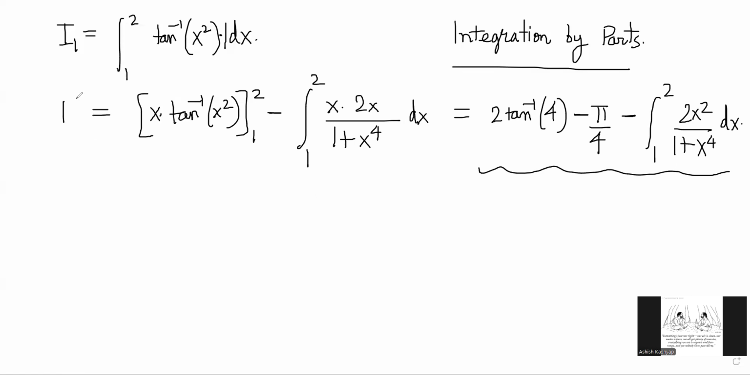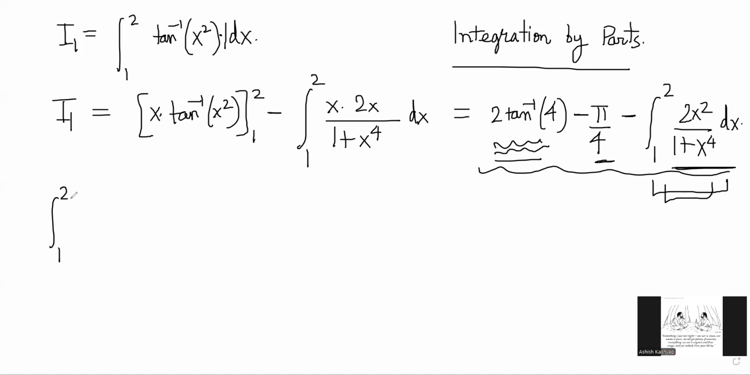So keep this equation in mind. Notice that I1 is coming as 2 tan inverse pi 4 minus pi by 4 minus this stuff, right? So in the original question also, we had 2 tan inverse A minus pi by 4 minus some stuff, right? So this suggests that A should be 4. However, we have to complete the whole integral. And now we still have to do the integration of this part, right?